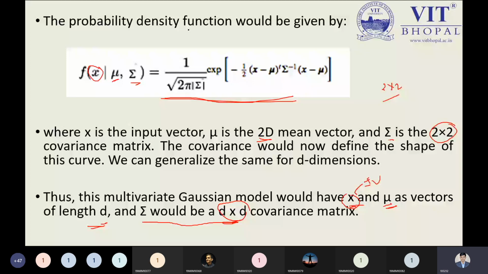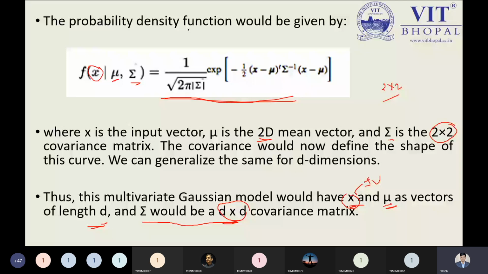Why 2 by 2? Because we have a 2D surface, which is represented by x and y. So the covariance matrix should be a 2 by 2 square matrix. We have to use it as it is. But when you are using data represented in a 3D manner, then your covariance matrix will automatically be 3 by 3, a square matrix, used by the 3D model or 3D bell curve. Here, x is the input vector, mu is the 2D mean vector, and summation is the 2 by 2 covariance matrix. That is a square matrix we have to keep in mind.